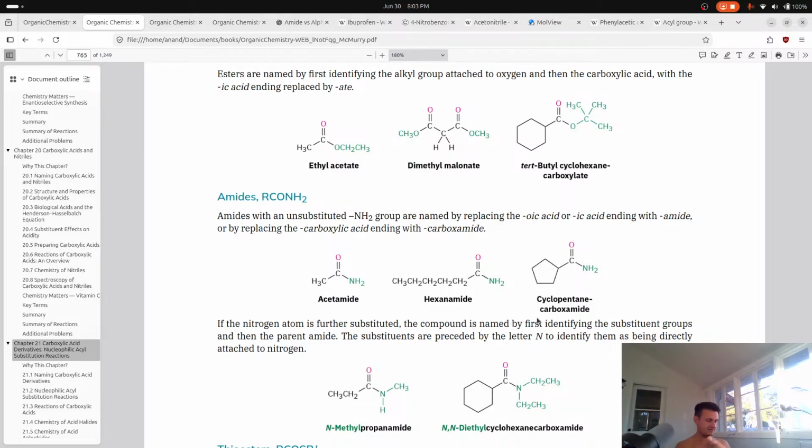Okay, amides. Amides with an unsubstituted NH2 are named. Oh, are we gonna get into the N,N? Oh, yeah. You see this all the time. I always thought this was weird. Amides with an unsubstituted NH2 group are named by replacing -oic acid.